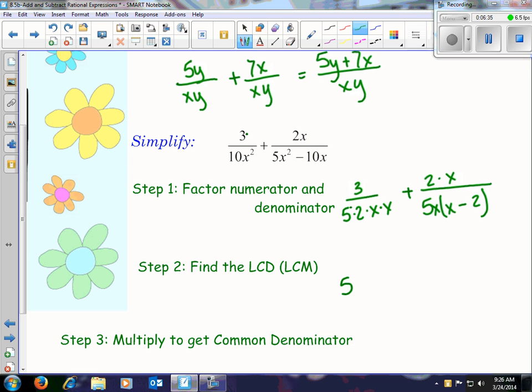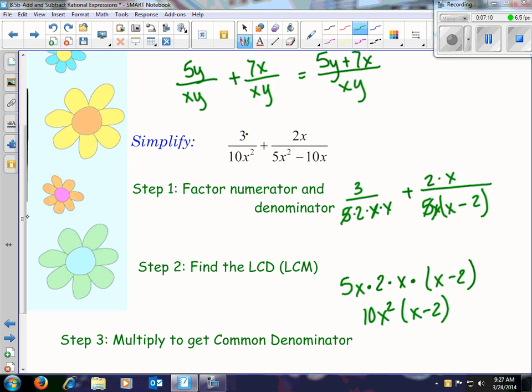So my 5s go away because this is the same as 5 times x. Then I have an x, which can also come out. And then I have my leftovers, which is 2 and x, so times 2 times x, and then times my x minus 2. So this leaves me with 10x squared, because 5 times 2 is 10, x times x is x squared, times x minus 2, like that.